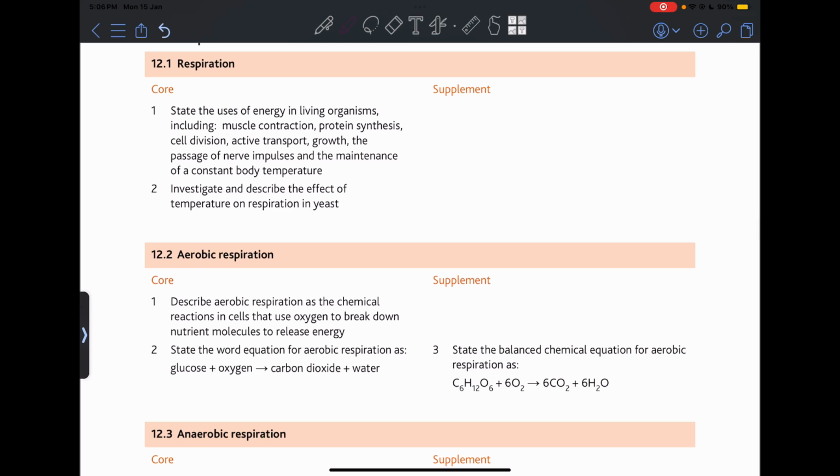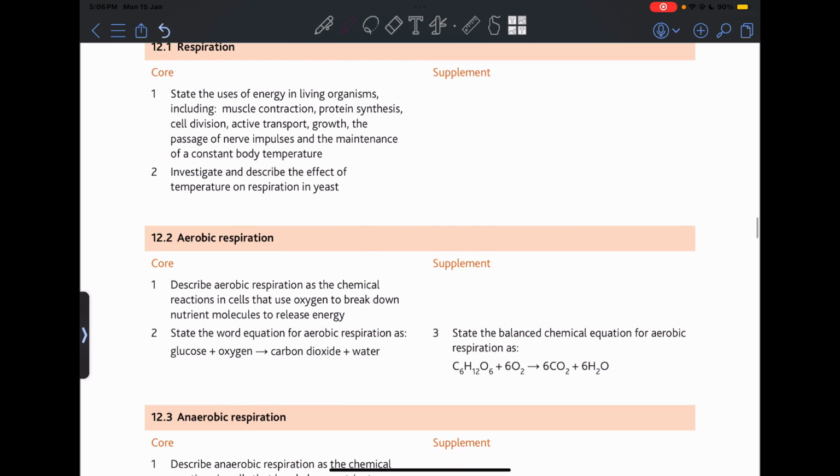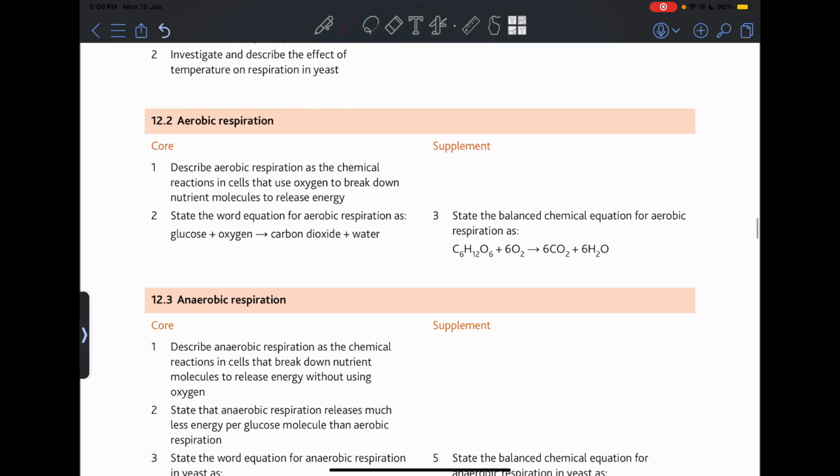So, if temperature increases too much, there will be lower respiration because the denaturation of enzymes will occur. Now, if you decrease the temperature, then there will be a low rate of respiration in yeast because it is not their optimum temperature.